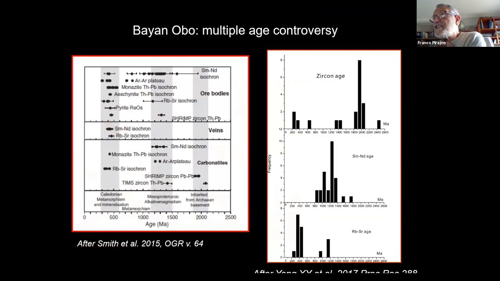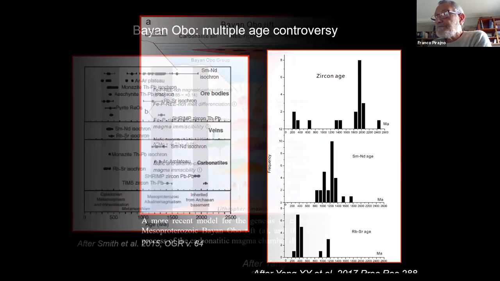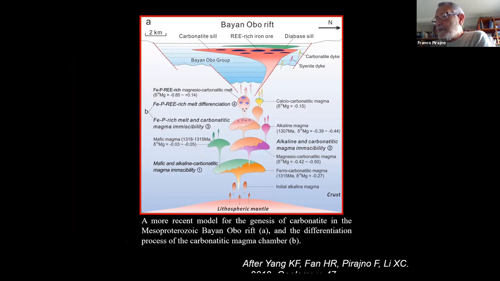This is the age conundrum. You have ages around 500 million years, 1,500 million years, 2,000 million years. This is really a big problem because it depends on what it is that you are dating. As you can see, the age conundrum persists in this very large carbonatite deposit. We published a paper recently in Geology with Chinese colleagues, and this is the model we presented.